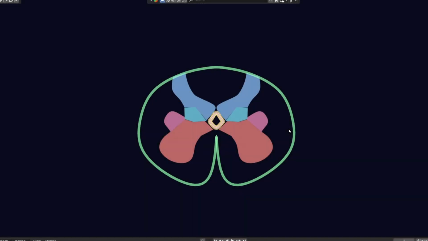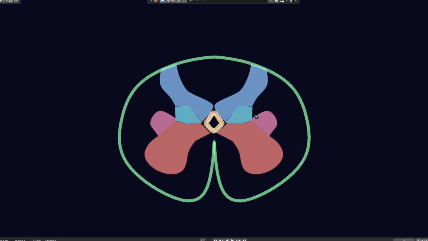Now, to understand those nuclei in the rhombencephalon region, myelencephalon as well as metencephalon, let's understand the type of neurons in the spinal cord.